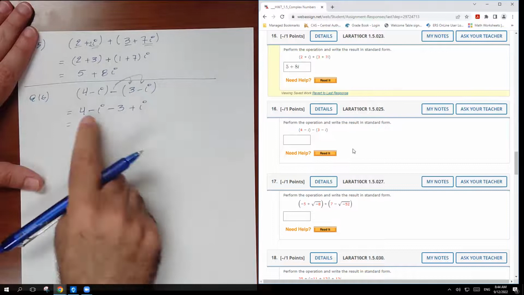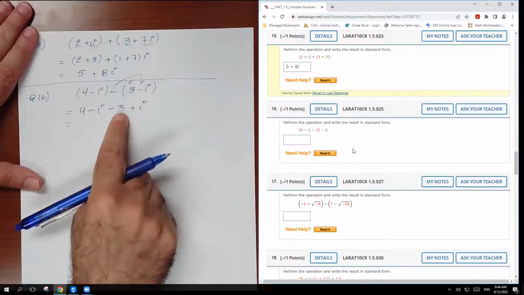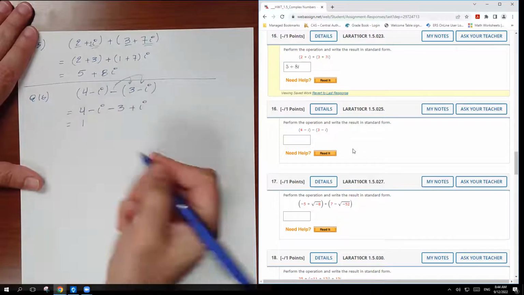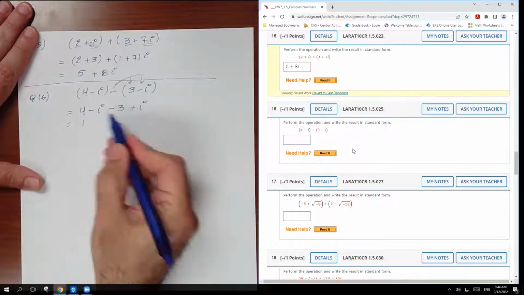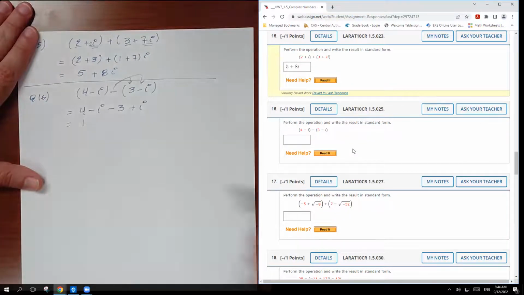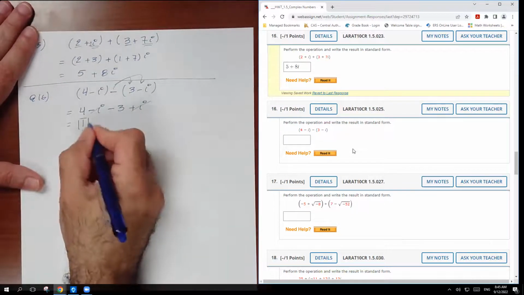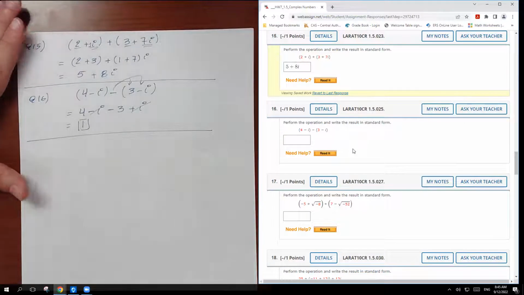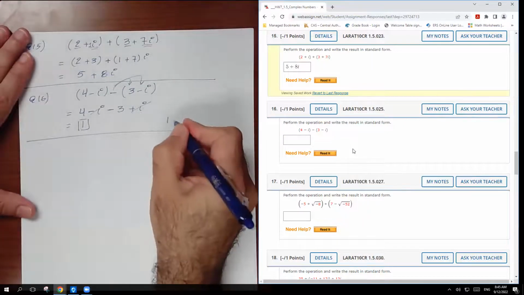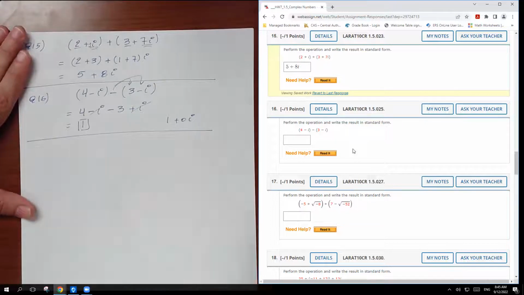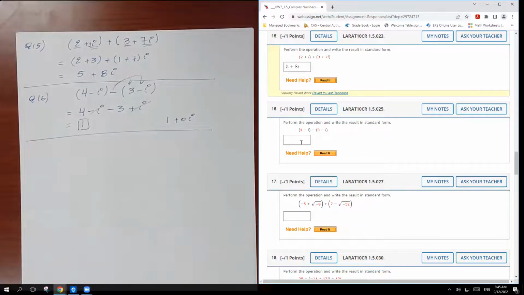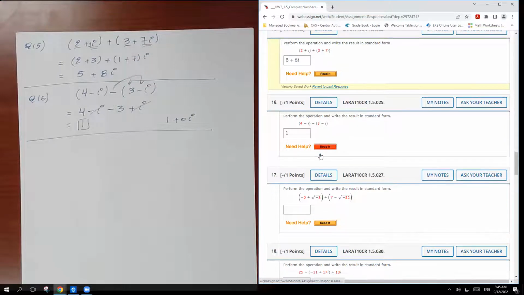So it looks like you're going to distribute the sign. Now, this is the real part, this is the real part. So 4 minus 3 is going to be 1. Negative I plus I going to be 0. That means the result is going to be just 1. 1 plus 0i. So here, just going to type 1. And if you type 1 plus 0i, it's going to be accepted also.